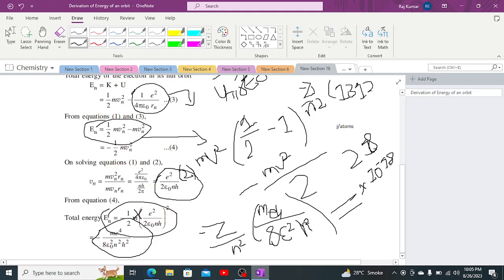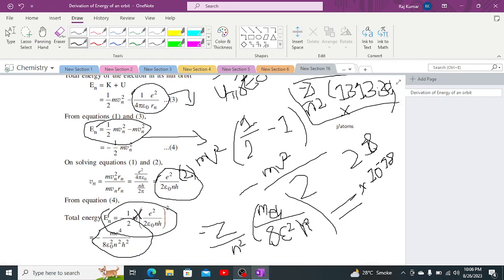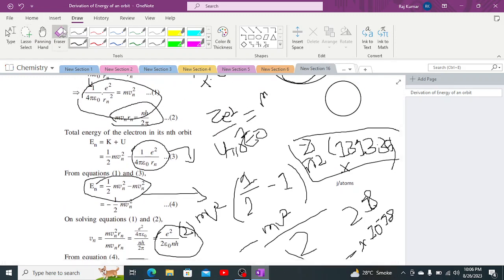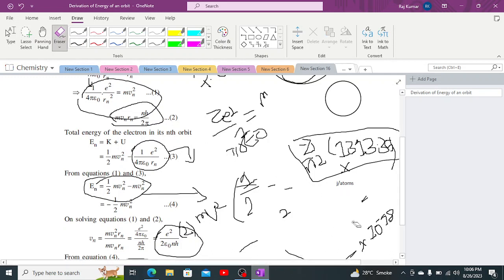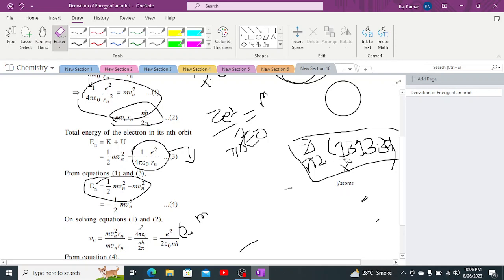So it will become 1313.359, kilojoule per mole of course, and that would be the final equation, which is minus z upon n² times 1313.359 kilojoule per mole. So this is our final equation which is used to calculate the energy of the orbit of an electron.